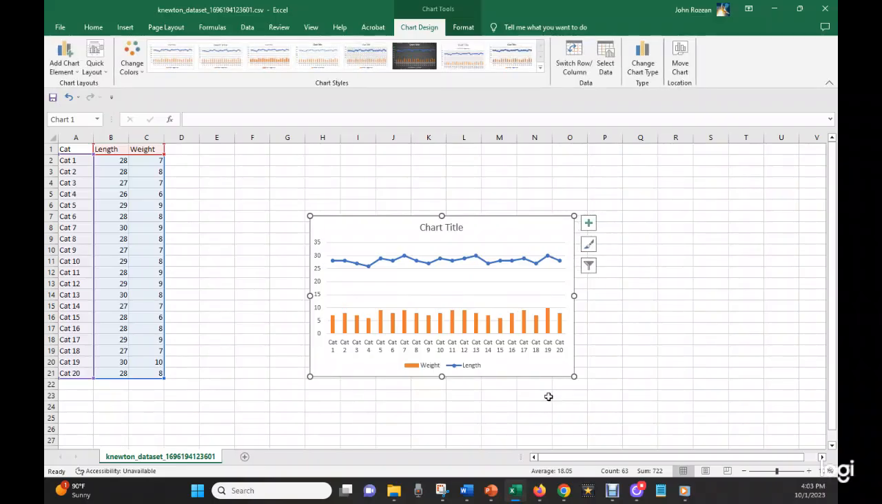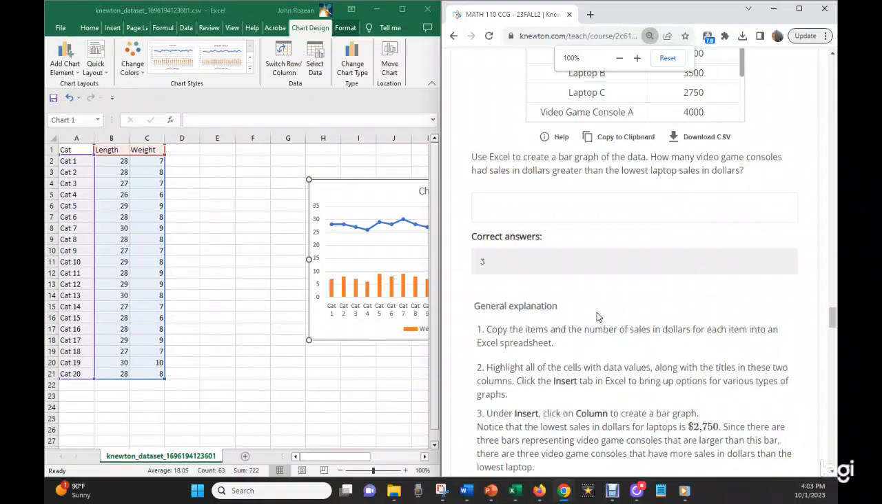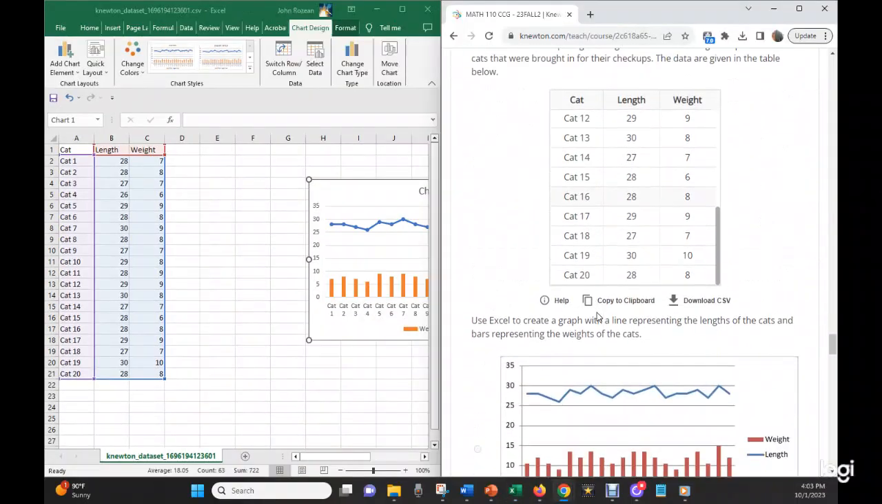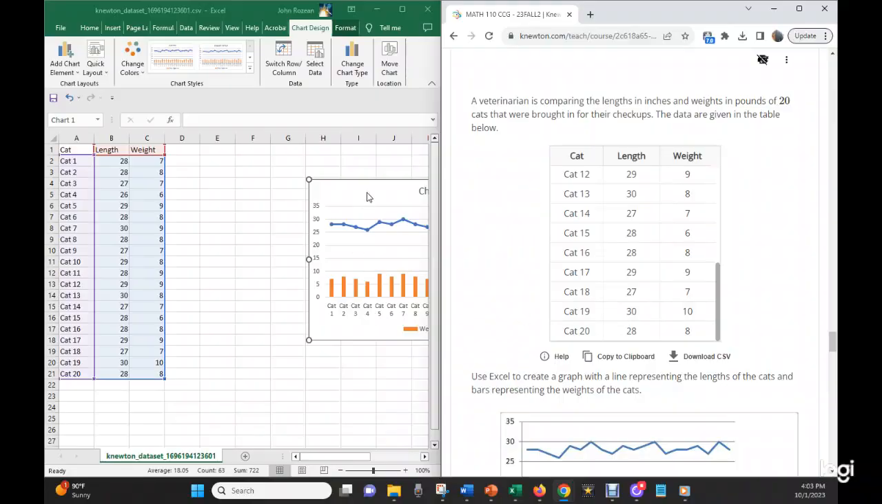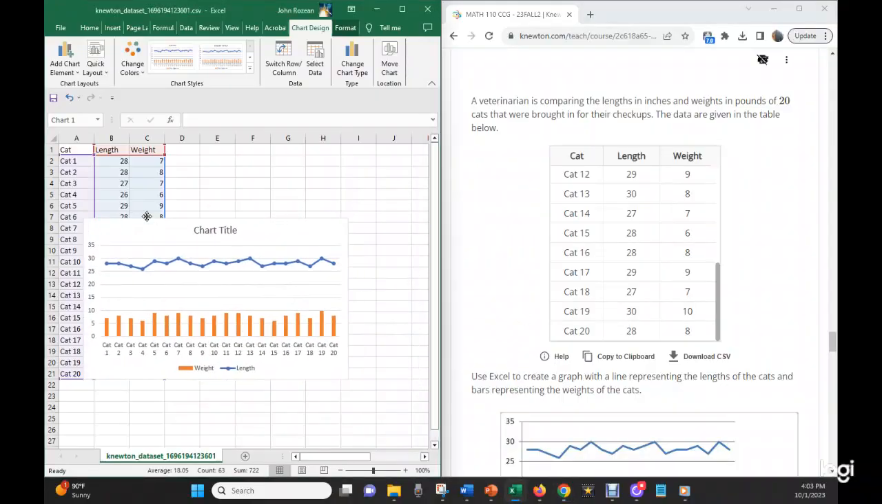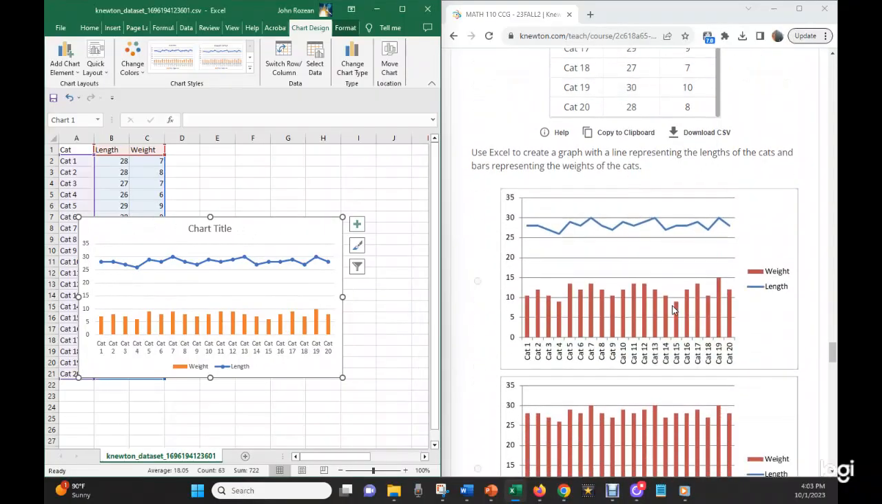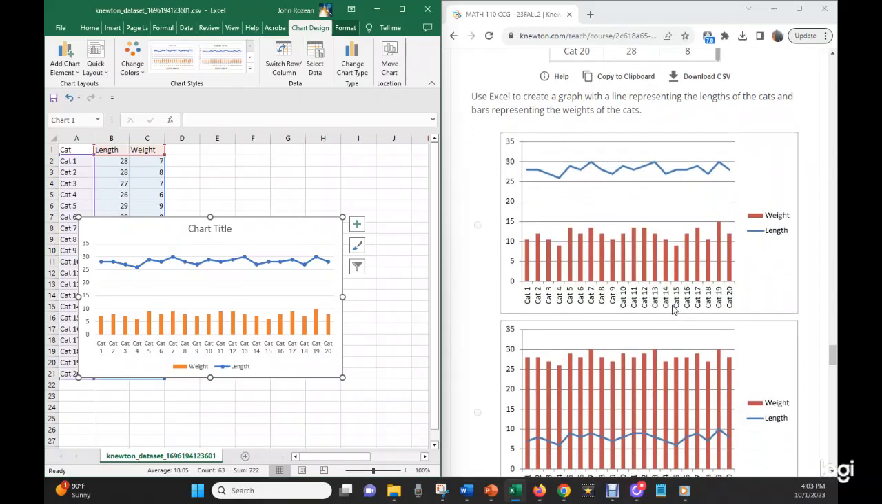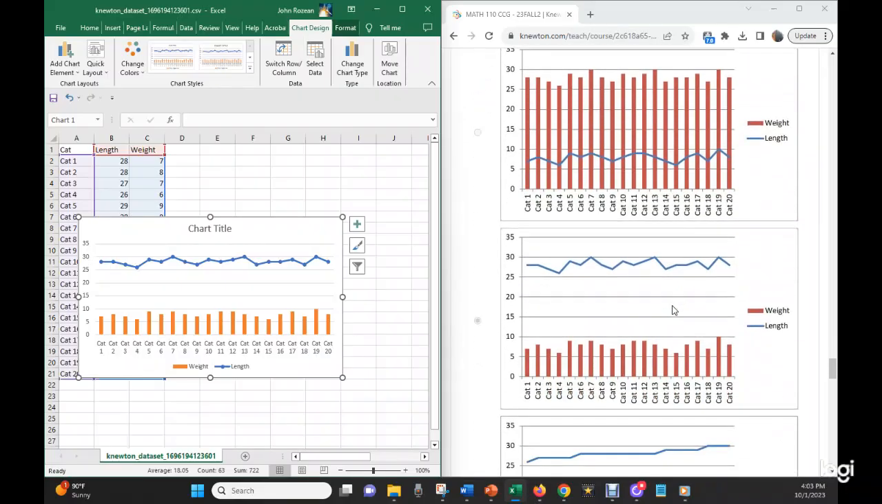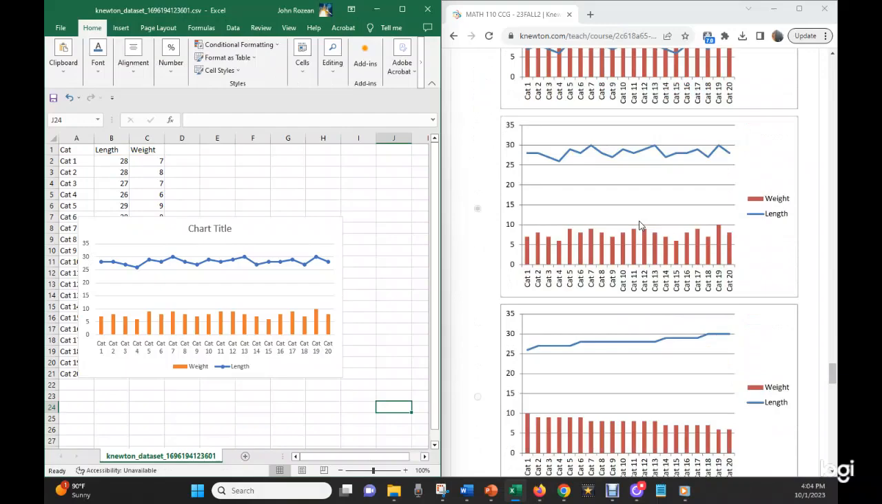So we got it. Let's split our screen here. Did I lose my... There's my cats. There's my cats. We got that. Let's take a look at what we have here. So we should have one looking like that right there. That is what we're talking about when we're talking about bar and line graphs in Excel.